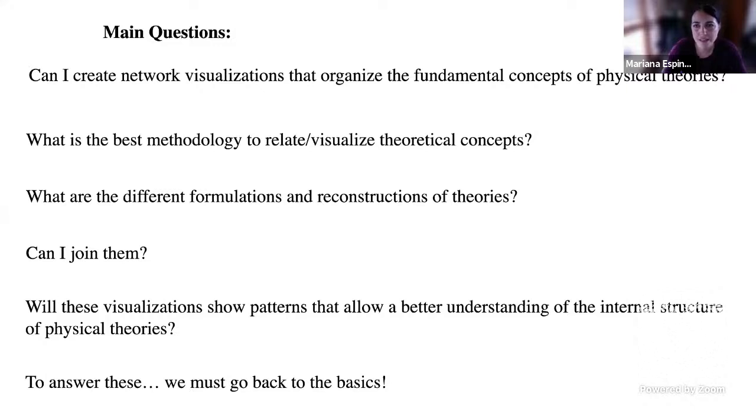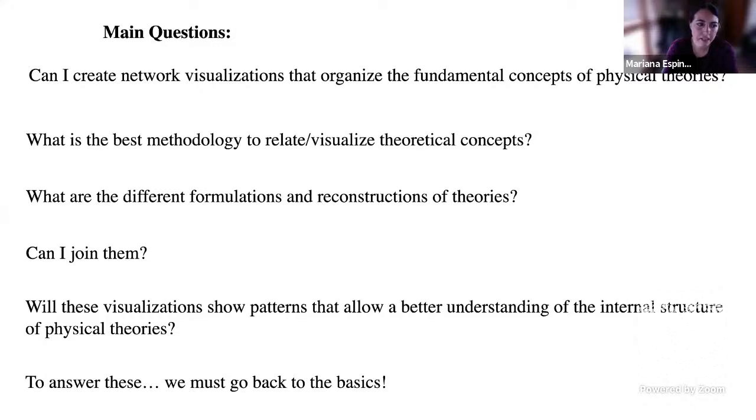As I started studying, I found out that there were so many alternative theories of gravitation. I just started reading about them and trying to organize them in some ways. I was amazed to find more than 100 different proposals. So what would be the best methodology to relate all these proposals and visualize not only the relations of their theoretical concepts, but also in time series and in citing networks?